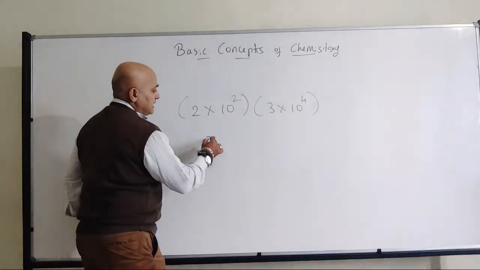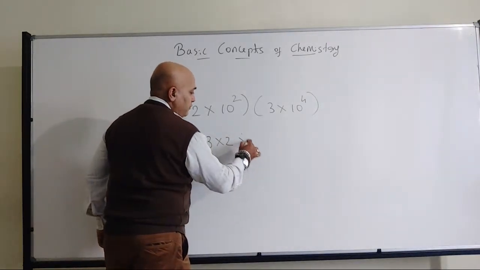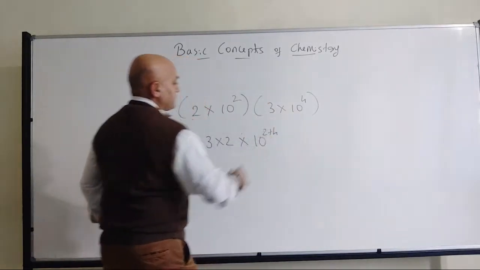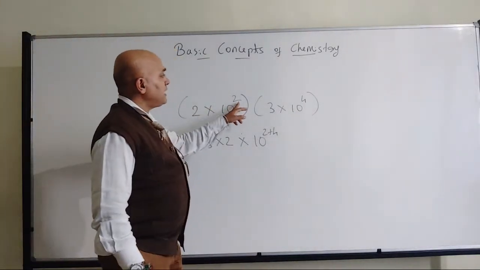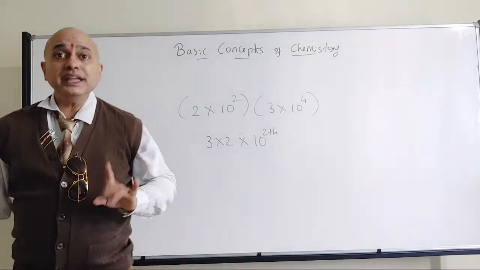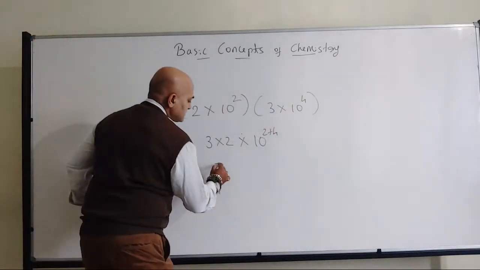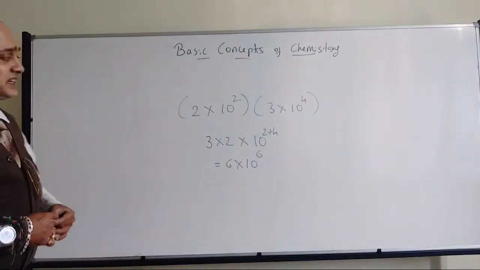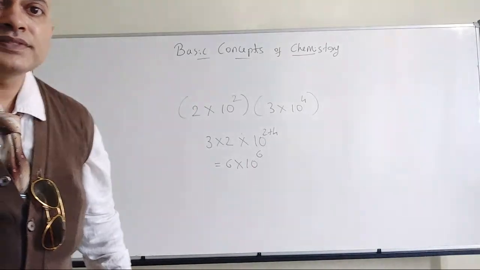Then I have to take 3 into 2, multiplied by 10 to the power of 2 plus 4. Then you should not multiply 2 and 4. No. It should be added. So 2 plus 4. That means the final answer will be 6 into 10 to the power of 6. All of you have understood?